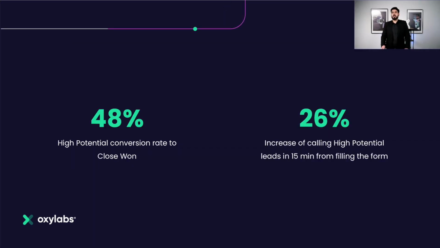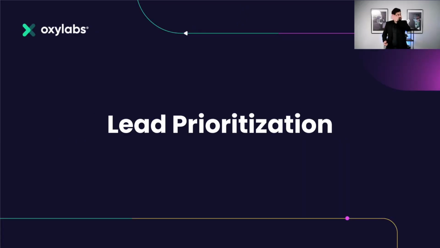So we're talking about a high potential conversion rate that increased. When we started separating low priority leads and high priority leads, it helped us convert a lot of maybe missed opportunities that we didn't focus on and just took as part of the load. The whole prospects were the same. After we separated high potential leads, we increased our conversion to close one from all the opportunities by 48%. And of course, calling before the 15-minute mark also increased our conversion to opportunities by 26%, which helped us be ahead of our competition.